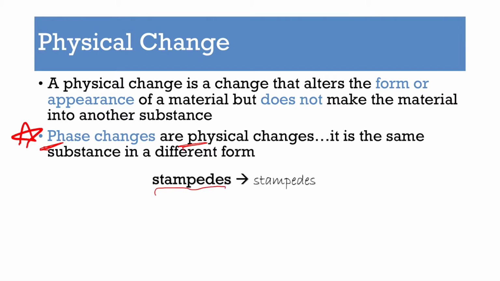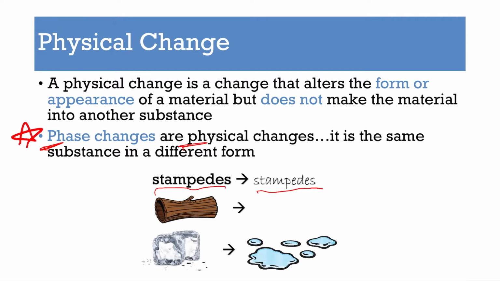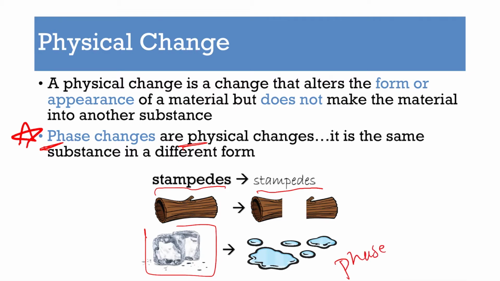So if you take the word "stampedes" in that font and you put it through the physical change machine, it's the same word, it's the same thing, it just looks a little bit different. Nothing new was created, physical change. If you take a log, cut it in half, it is still a log. If you have ice and you melt it to liquid water, that is a phase change, and a phase change is a physical change. Or just write phase change right here.